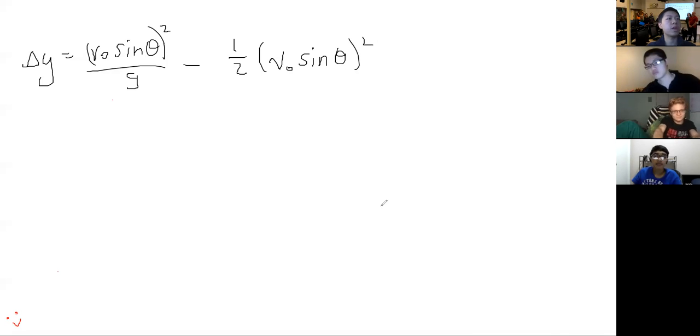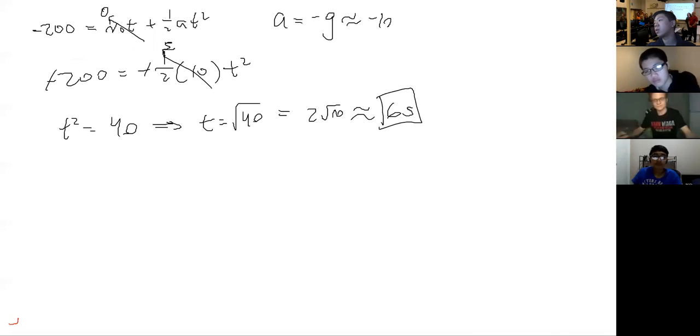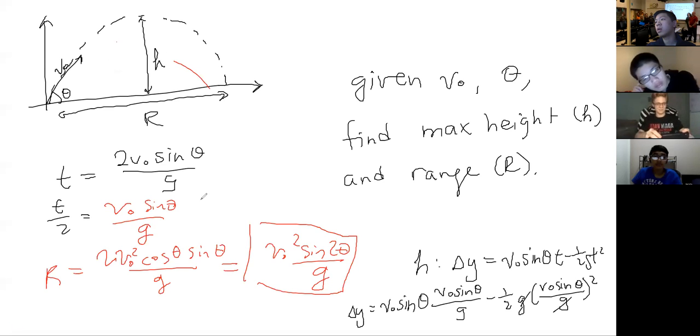Where'd you get the range from? Okay, so range is basically, right, we found the time it takes. Because there's nothing affecting horizontal motion, we just multiply the horizontal velocity by t. And this is why we get 2 v naught sine theta times v naught cosine theta over g.